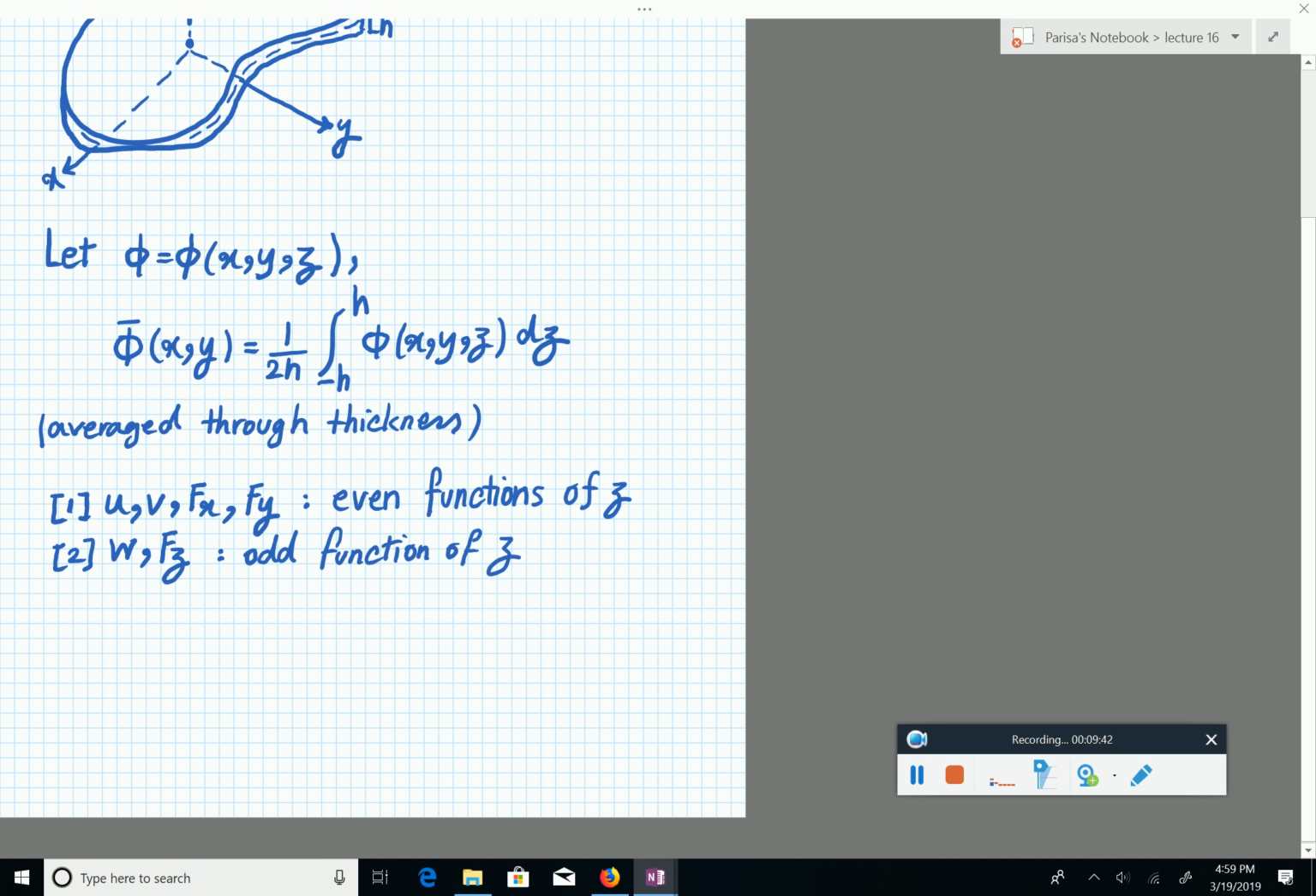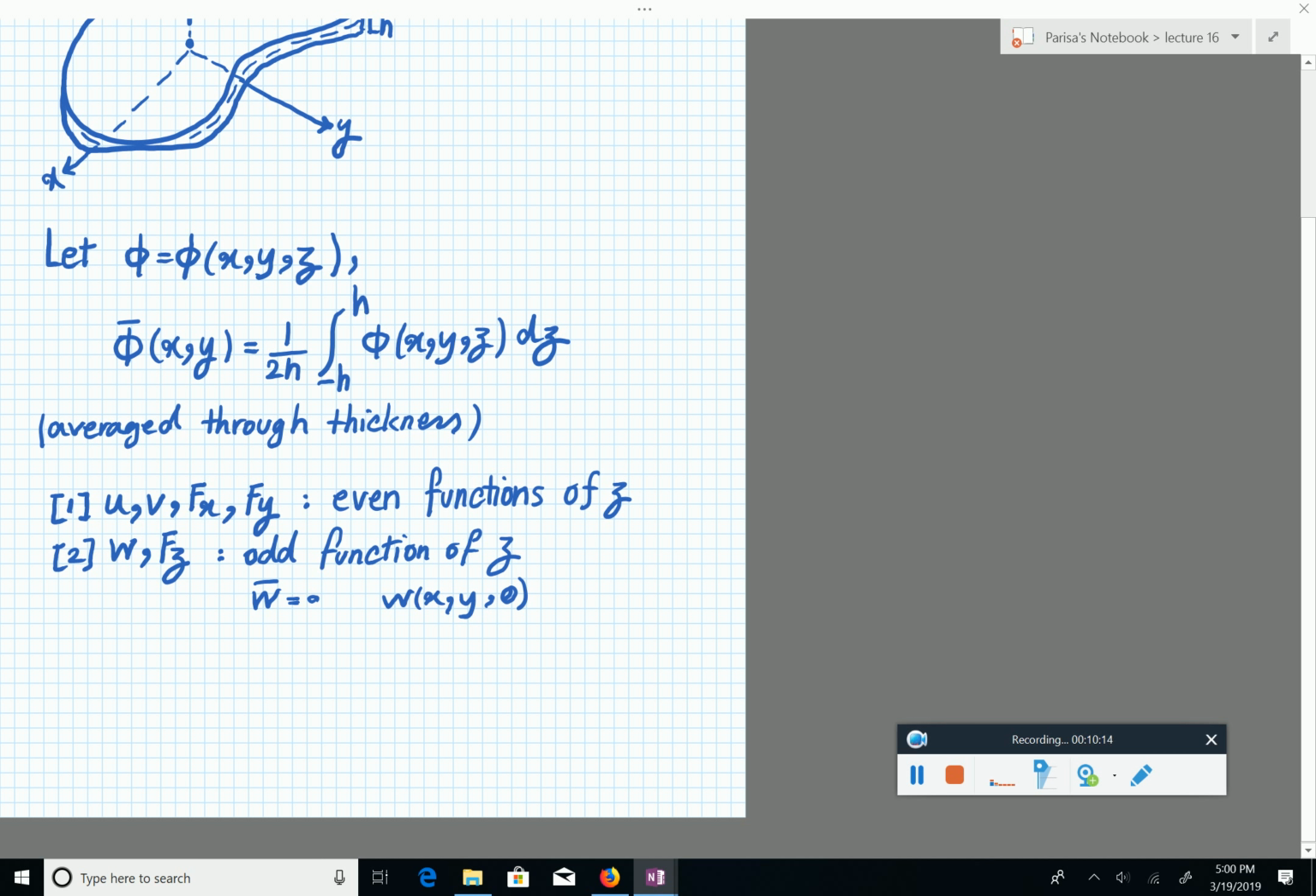If we make this assumption, what would be W bar? What would be the average value of the out-of-plane displacement through the thickness? 0. If it is an odd function, it would be 0. And how much would be the value of w on the mid-plane?